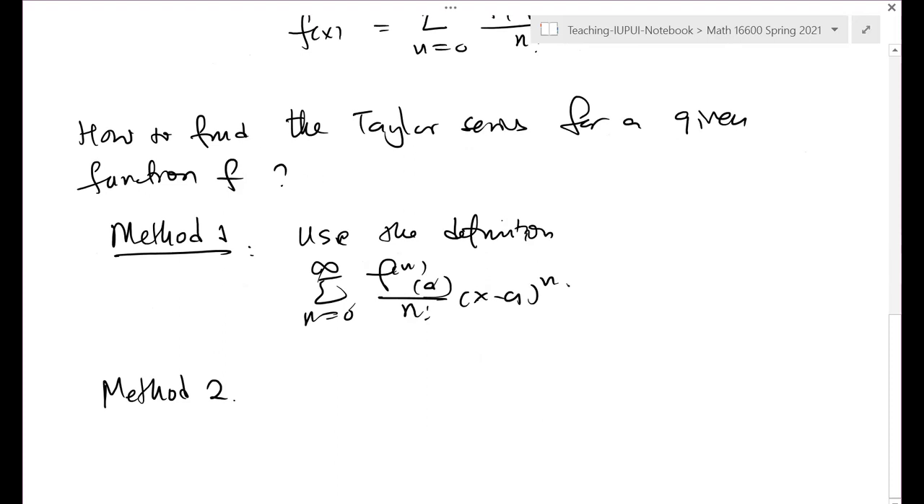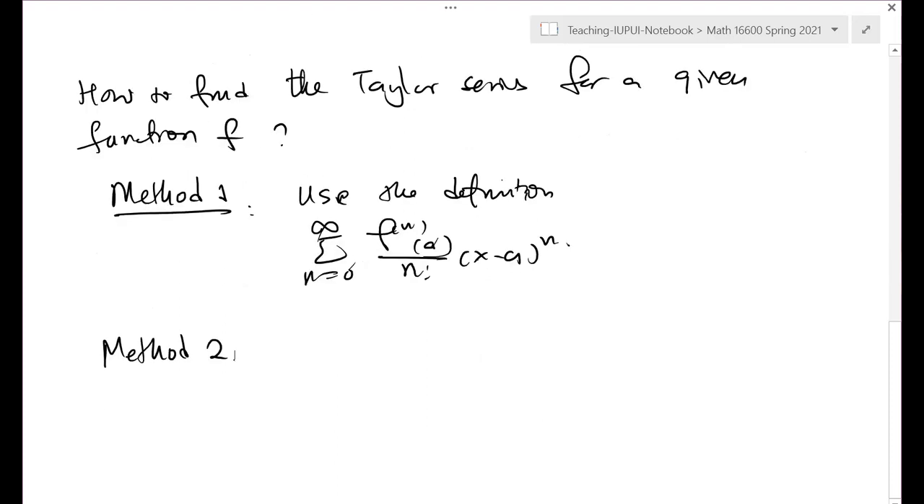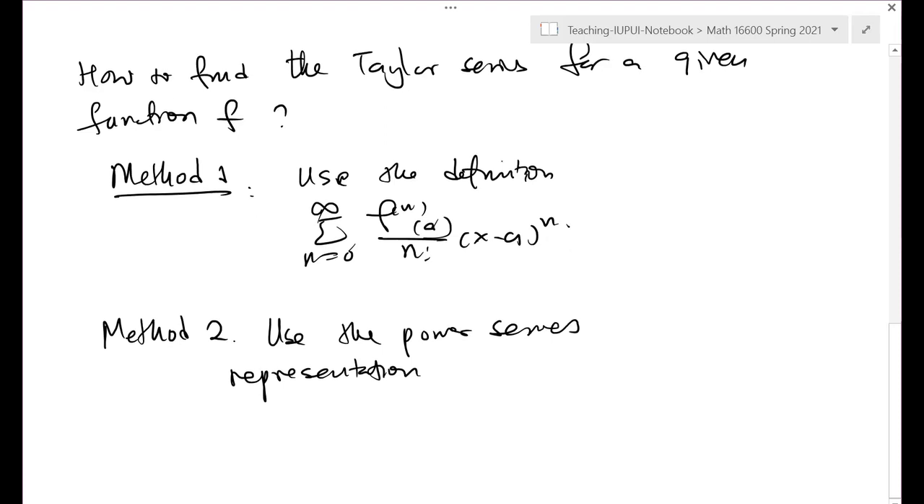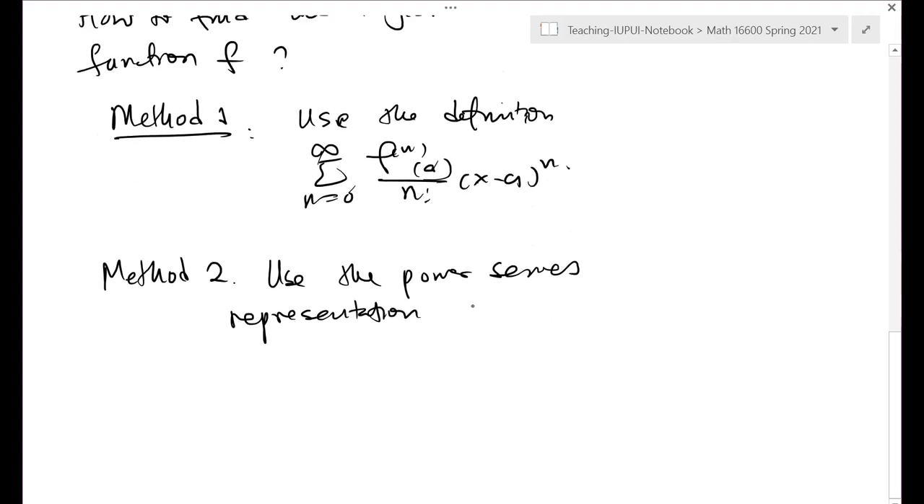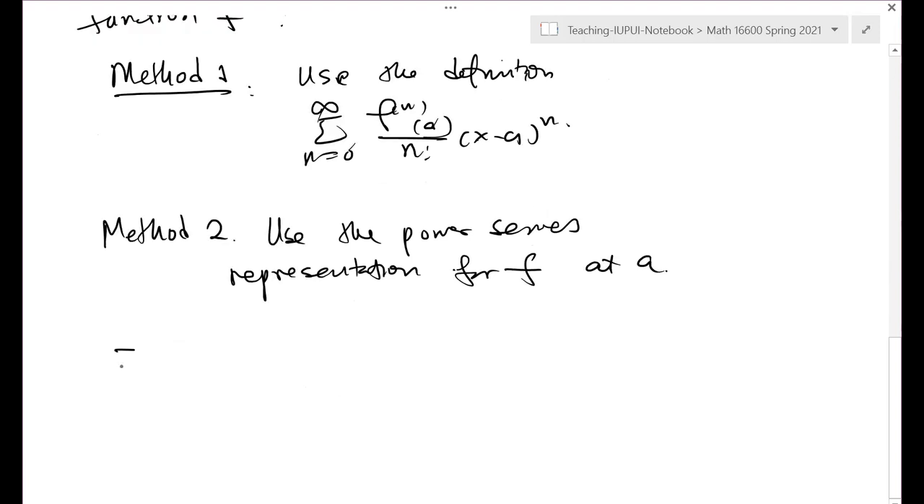So use the power series representation. Use a power series representation for the function at a. Why? Because we have this very important fact.